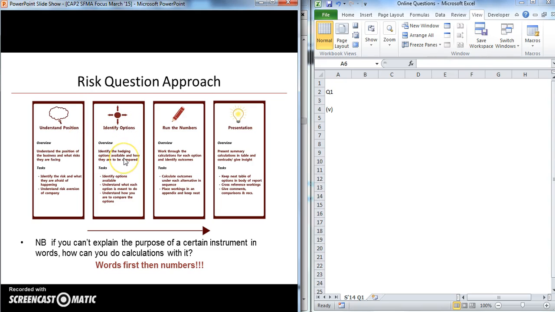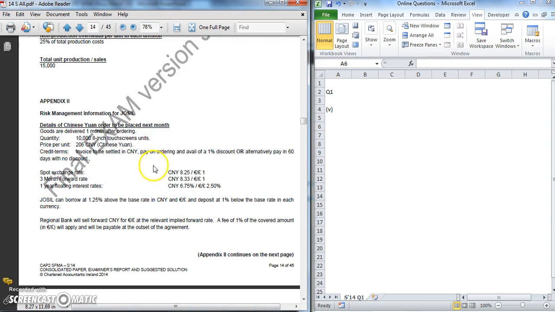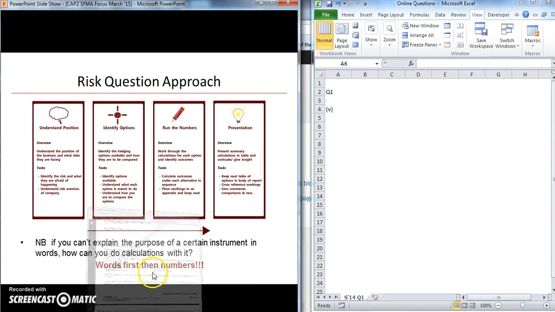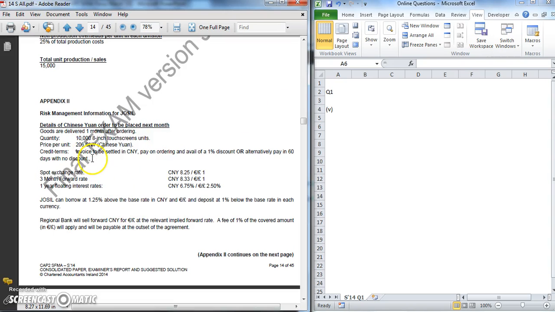What are the options? Well, we're given three options. One is to pay on ordering and we get a discount. Two is to use the money market hedge. And three is to use a forward exchange rate. Next step, then, the most important one, is run the numbers. And we're given information here to allow us to run the different numbers, and particularly to understand how we compare each of the alternatives. We're comparing them based on one order, and which is the best alternative based on this order.